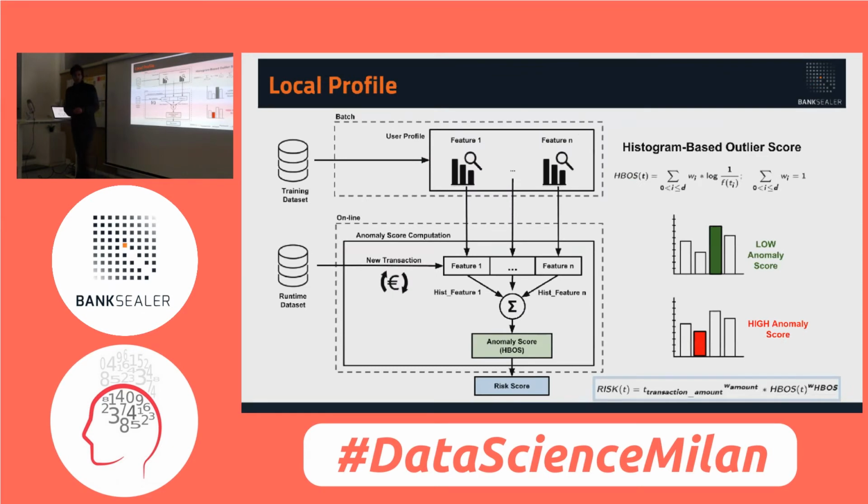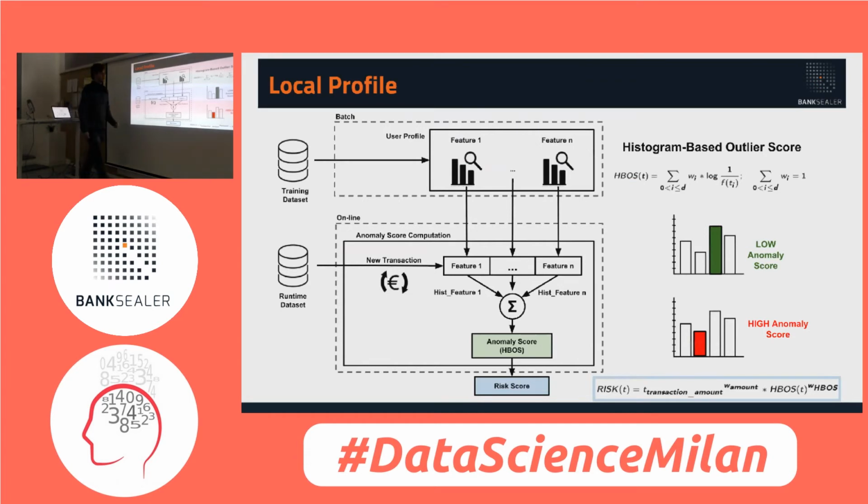So going more in depth in the algorithms, the local profile works like this. We have a training phase where we build our models, our histograms, and then we have an online phase, a real-time phase, where we use those histograms to produce a score. The algorithm is based on HBOS, and what we're doing is what I tried to explain earlier.